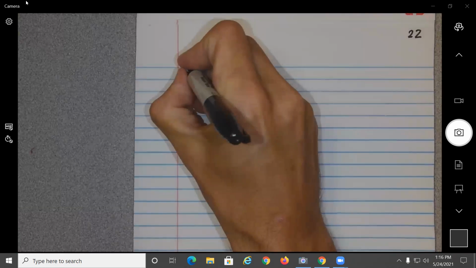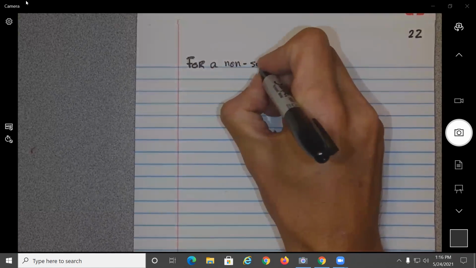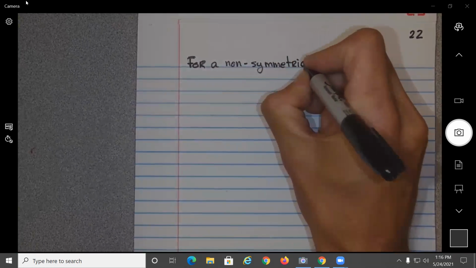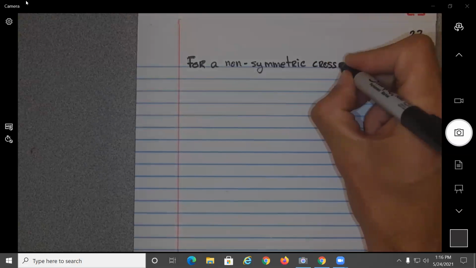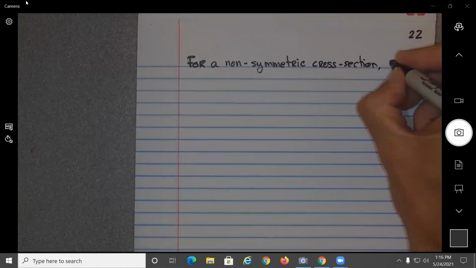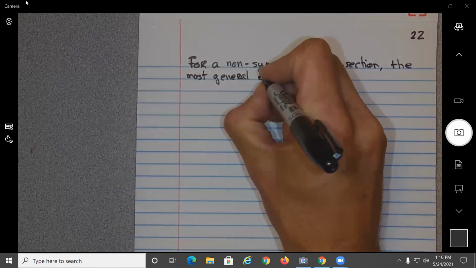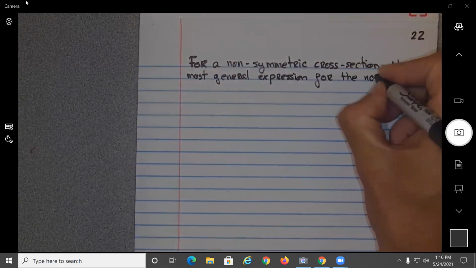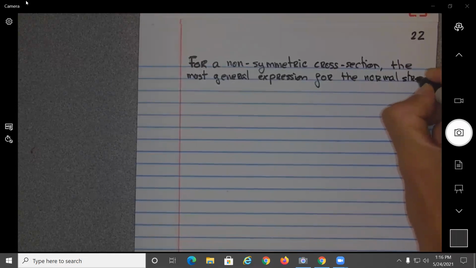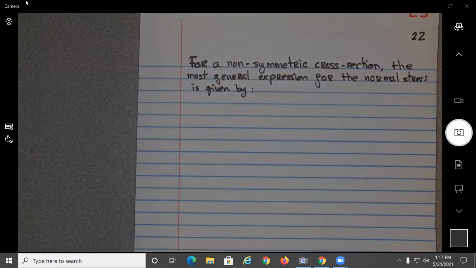Okay, so the next expression would be to give you the most general expression. So for a beam, for a non-symmetric cross section, the most general expression for the normal stress is given by, and I'm going to switch color because that black is dying.